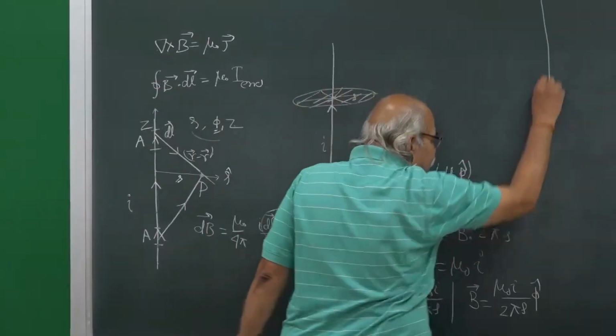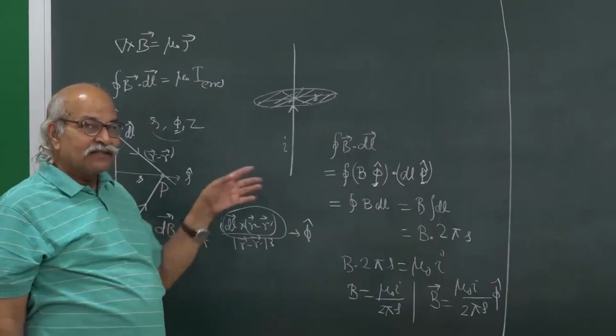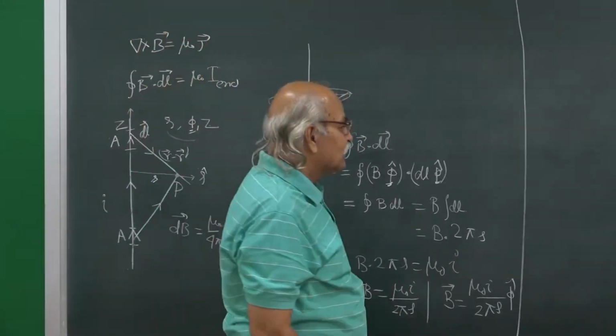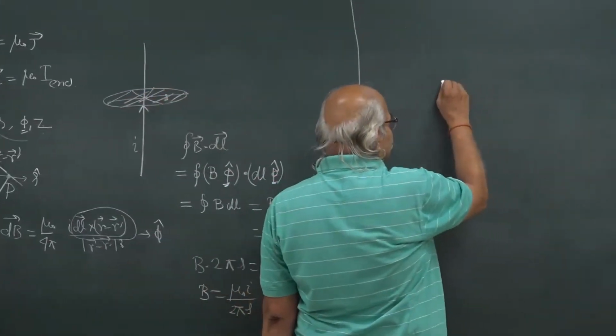Okay. So, the integration has become very simple. That time we had all that 3 by 2 and all powers and all that. Now, the next example I can take is of the surface current.